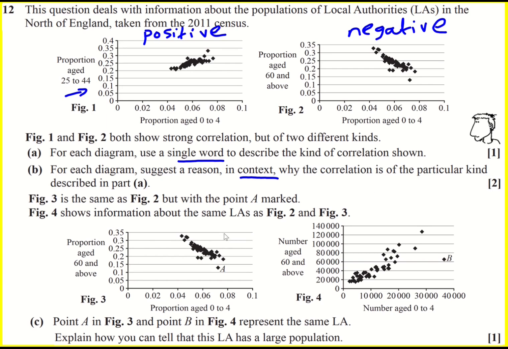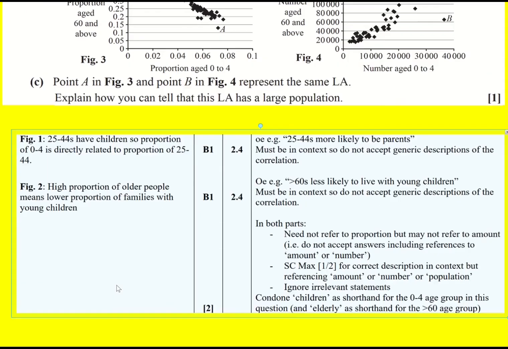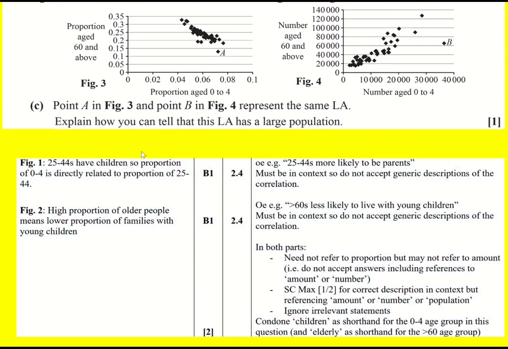I said for figure 1, 25 to 44-year-olds are more likely to have children than other age groups. So you would expect a higher proportion of 25 to 44-year-olds to give a higher proportion of 0 to 4-year-olds. Pretty sure that's good, although quite long. The answers write something a bit more succinct. They just say 25 to 44-year-olds tend to have children. I still think more likely to have children is quite a good thing to say. So proportion is directly related, and so is positive.